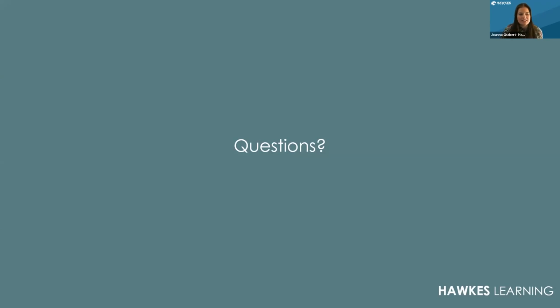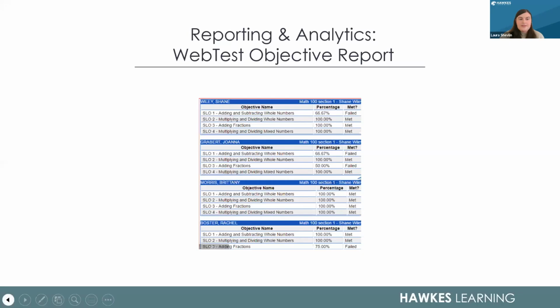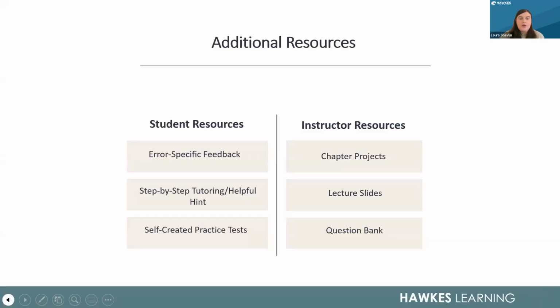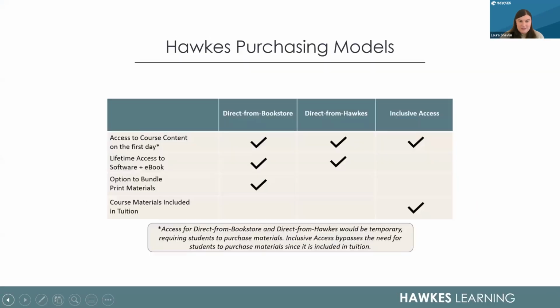Perfect, thank you. Our next question is, what is the licensing structure at Hawks? Yep, so let me go back here to one of our first slides. It really depends on how you want students to purchase their access codes. So within these purchasing models, you'll see that the first two columns here have that lifetime access for students. So if you're going the traditional route of having students purchase directly from your bookstore or direct from the Hawks site, they will benefit from that lifetime license.